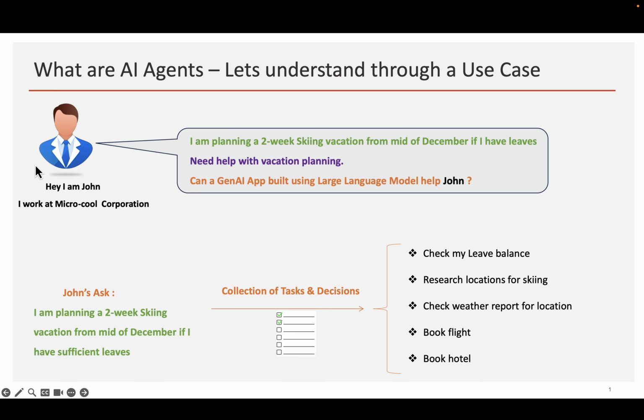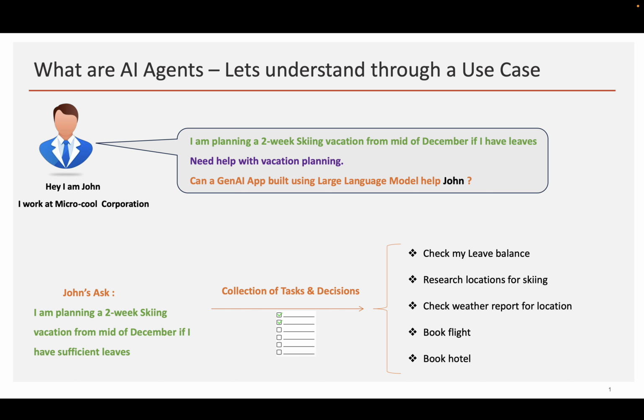So let's think about this use case. There is a person, and he says, I'm planning a 2 week skiing vacation from mid December. If I have leaves, I need help with vacation planning. Basically a person is looking for a vacation spot, and he has given a timeline, and he also wants to see whether he has any leave balance or not. Can we automate this complete thing through AI?